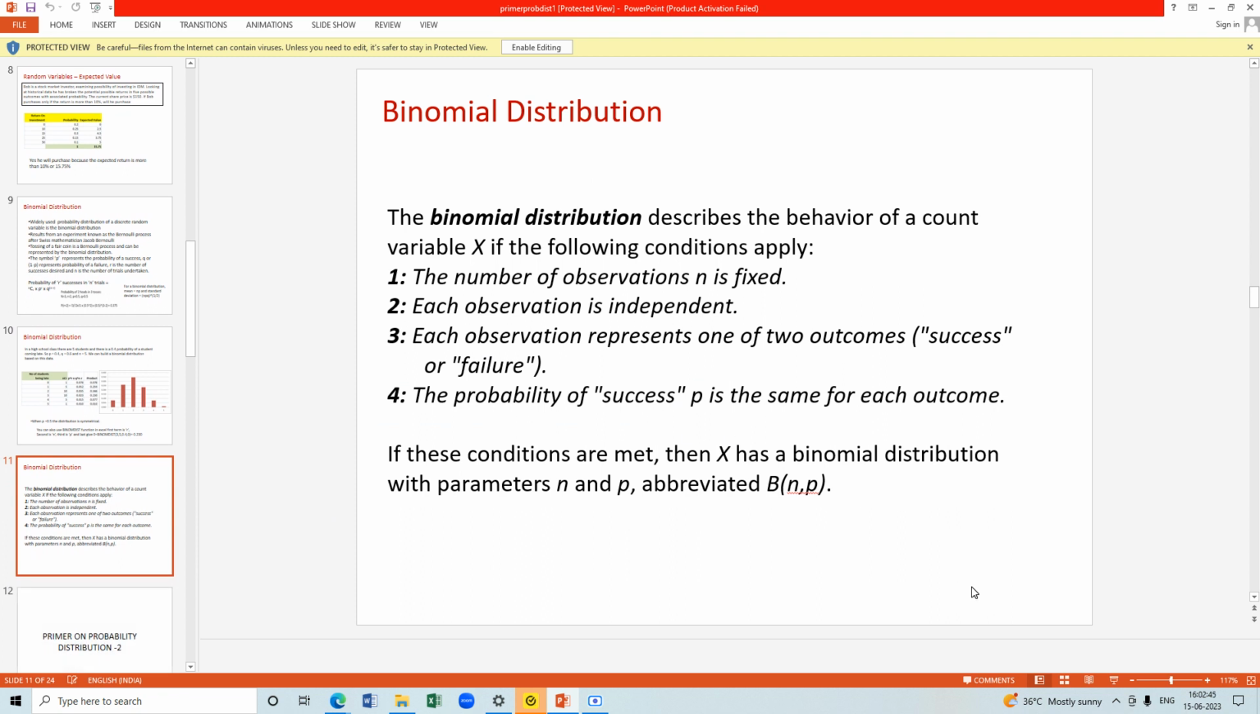Now, wrapping up on binomial distribution, keep in mind a couple of things. The number of observations is fixed. Each observation is independent and only two outcomes are possible, success or failure. And the probability of success is the same for each particular outcome. Only if these conditions are met, x as a variable can be said to follow a binomial distribution with parameters n and p. So we stop here and follow this through with the second part. We will finally cover normal distribution.